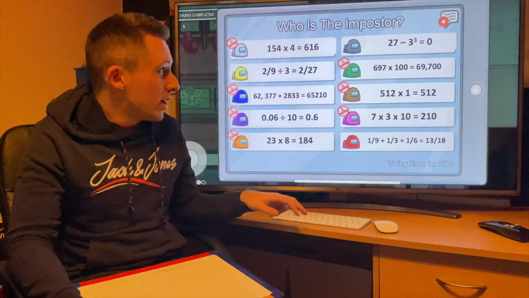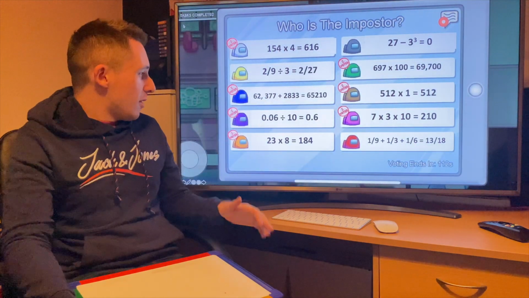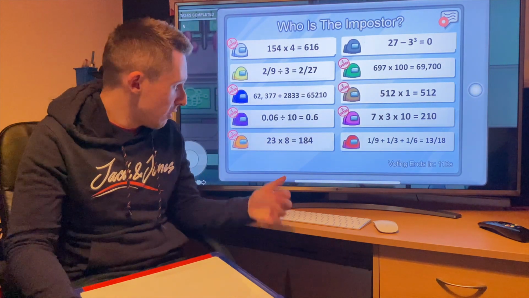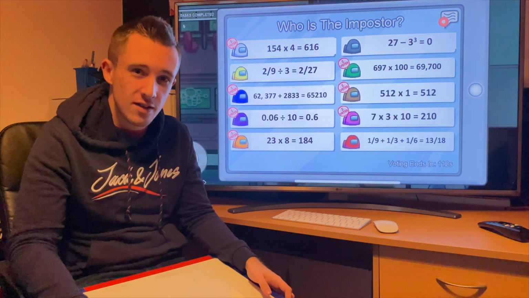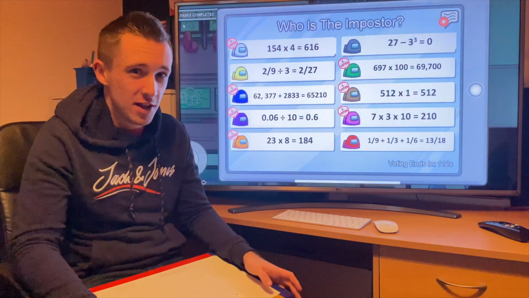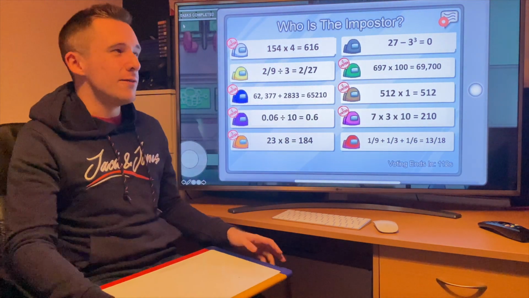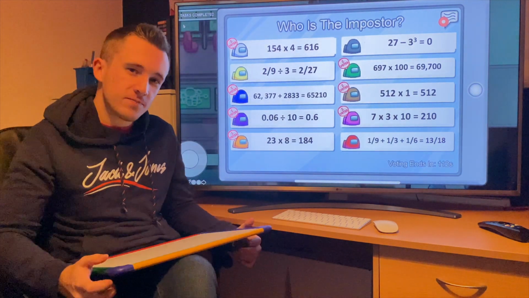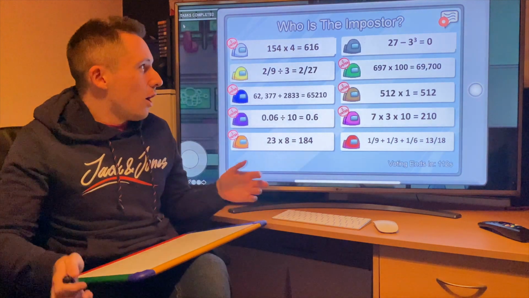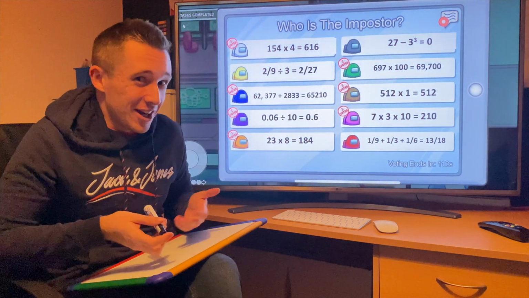I'm going to start as we always do. Here are all of my strangely coloured blobs with rectangles in their faces. I'd like you to work out who the imposters are, please, and I'm not going to tell you how many there are today. Pause the video, see if you can work it out. Okay, and you're back, hopefully.